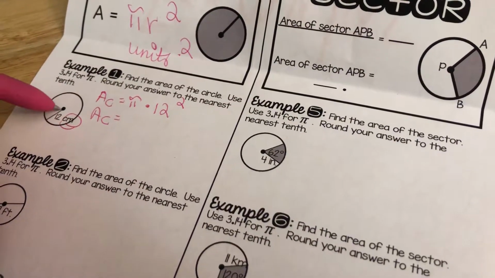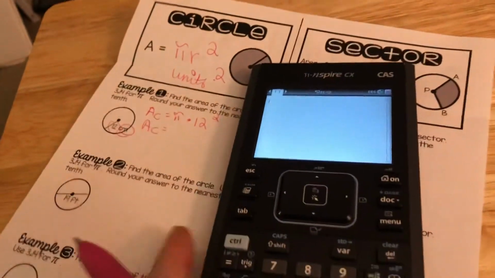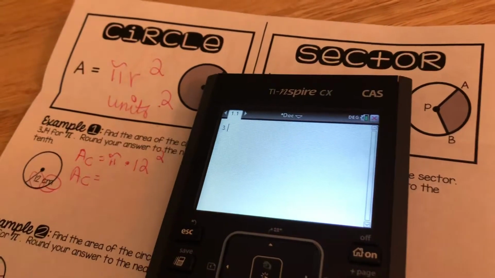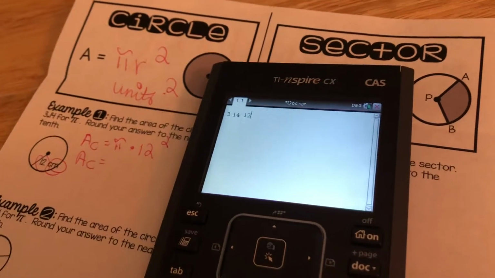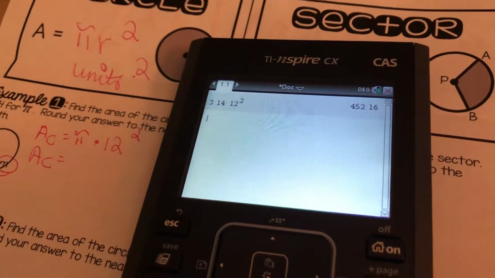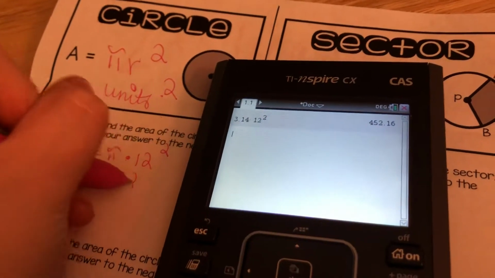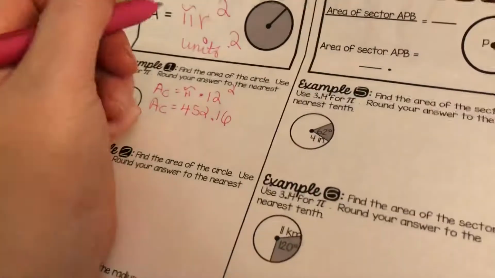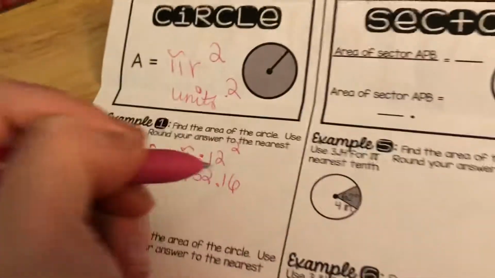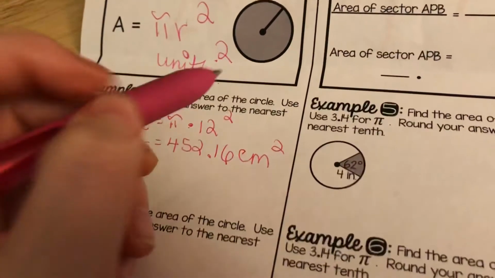All right, the circle says the radius is 12. So we're going to say pi times 12 squared. And then if we use our handy dandy calculator, then we're going to say 3.14 times 12 squared. And that's going to give us 452.16. And then we're going to have to go ahead and add our label, which is centimeters. So this is centimeters squared.